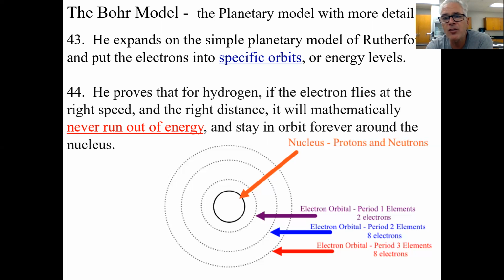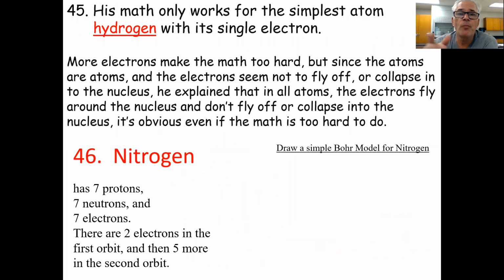Electrons in higher orbits were more energetic than electrons in lower orbits. And he called them shells or orbits, but we now call them electron orbitals, though they used to call them orbits, okay? So I already told you it only worked for hydrogen. We're going to draw a picture now, the simple Bohr model for nitrogen.